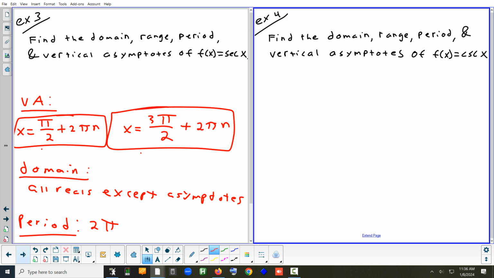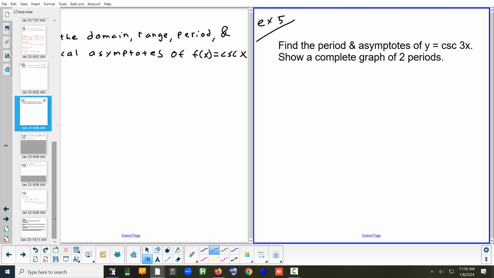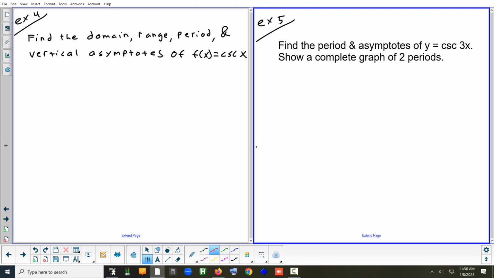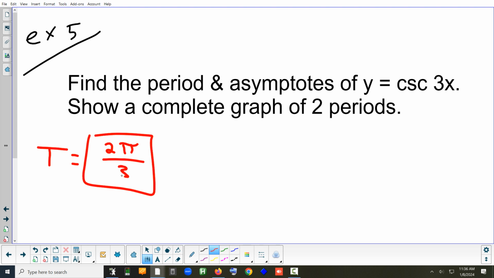So I'm going to skip example 4. All right, let me see where we're at here. It says find the period and the asymptotes of cosecant 3x, and then show a graph that has 2 cycles. What's the formula to find the period of cosecant? Yep, perfect. And what's b in this case? 3. Okay, so there's your period.